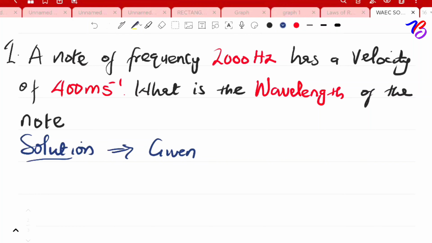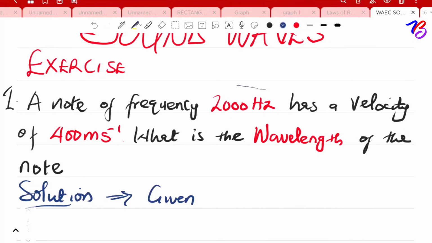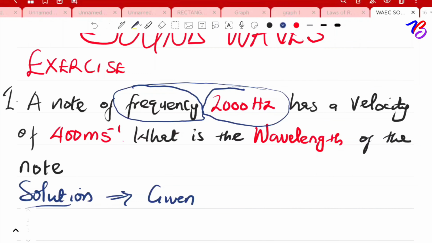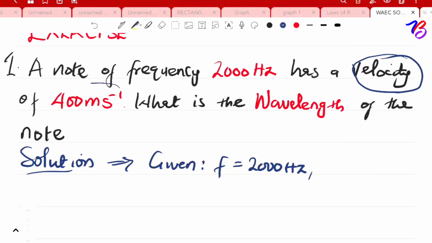So, solution. What are the given parameters or data? The first is the frequency of 2000 Hertz, which we represent using lowercase f is equal to 2000 Hertz. It has a velocity of 400 meters per second, so V is equal to 400 meters per second.